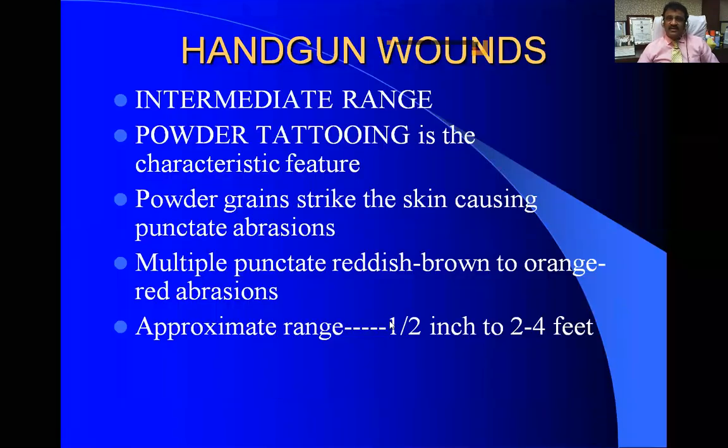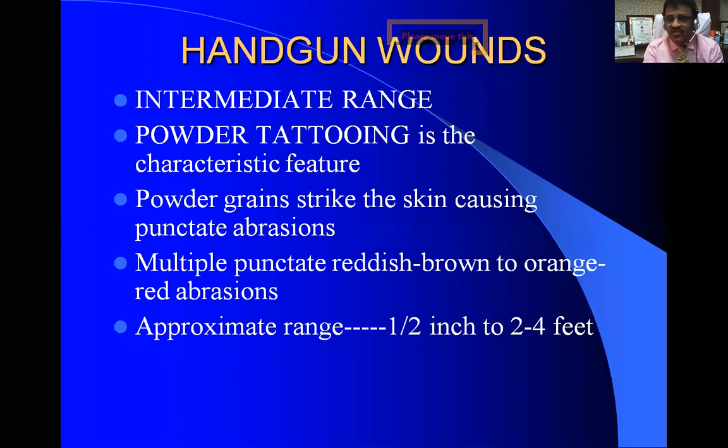Okay, another wound. Now handguns, if they are fired from intermediate range, so from some distance, there you will find powder tattooing. The powder will make tattoo signs, which is the characteristic feature of intermediate range handgun fire. Powder grains strike the skin, causing punctate abrasions. Multiple punctate reddish brown to orange red abrasions you will find in this case of firing. Approximate range is half an inch to 2 to 4 feet.